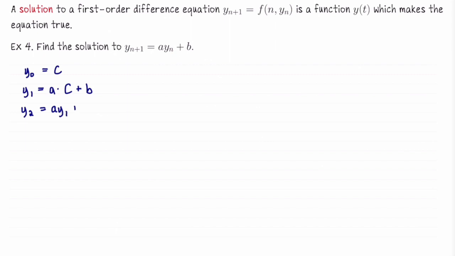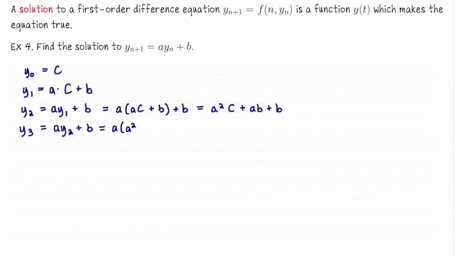So let me write that first. Now if I plug in the form above, that's going to be a times ac plus b, and then all plus b. So overall we get a squared c plus ab plus b. I think it's a little too soon to try to spot a pattern at this point, so let's do y sub 3. That's a times y sub 2 plus b. So then that's going to be a times the line above plus b. So when we expand that, we get a cubed times c plus a squared times b plus ab plus b.